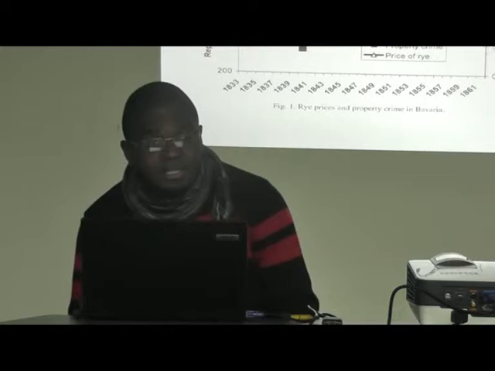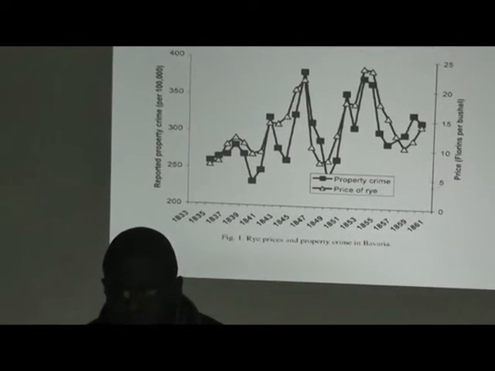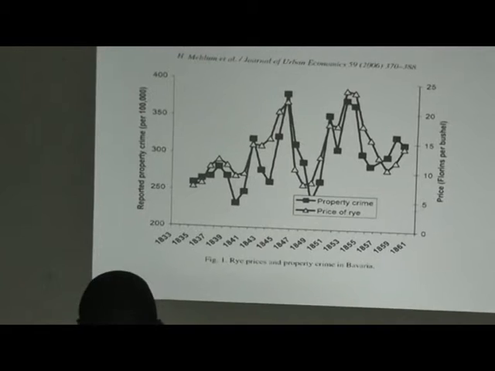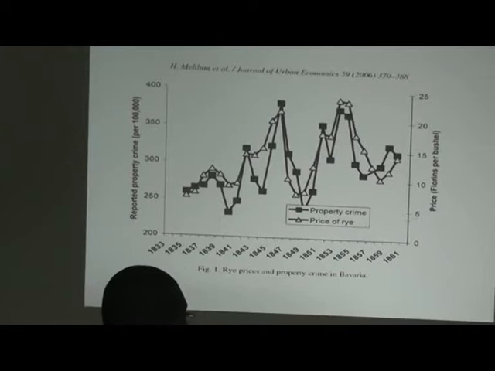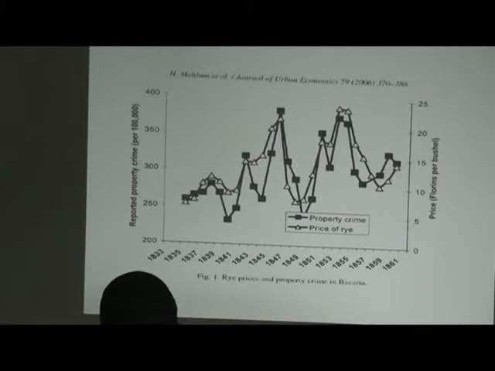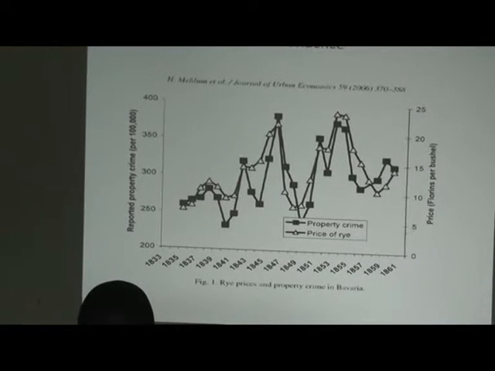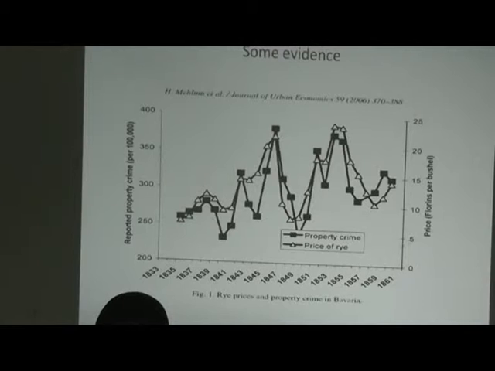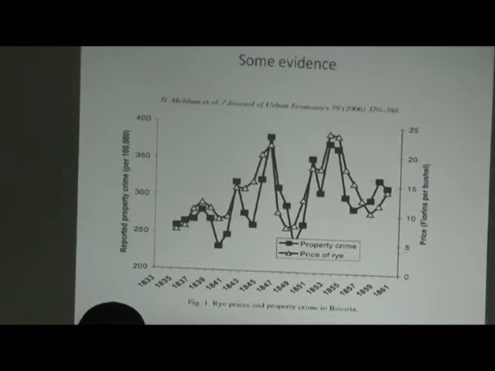Yeah. And then there is some evidence showing a relationship between property crime and the price of rye. I don't know whether it is in the US or any other country. It is Bavaria. Where is Bavaria? It's in Germany. Oh, okay. Didn't know that. So this graph is done for Bavaria. You can see figure one, rye price and property crime in Bavaria.